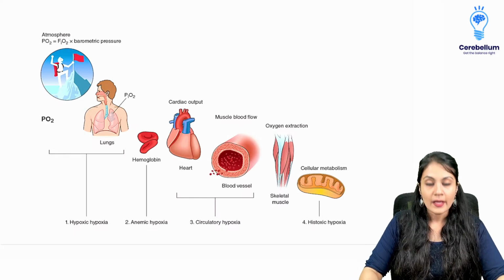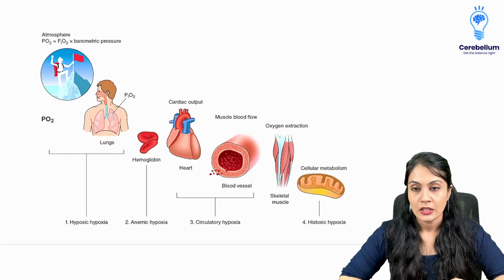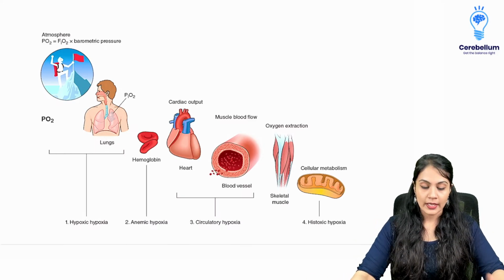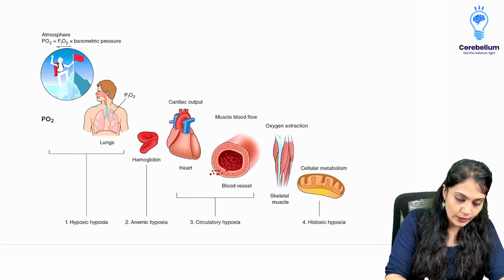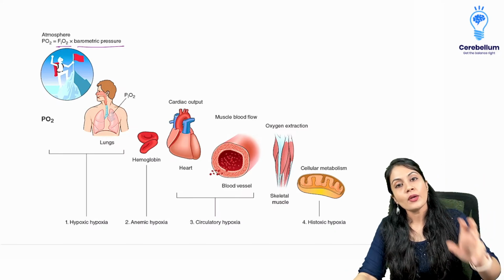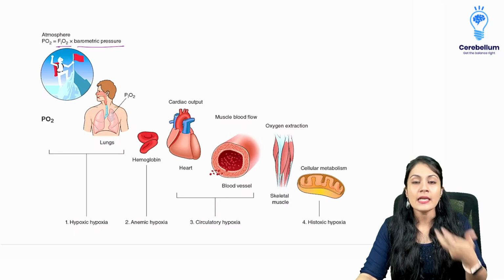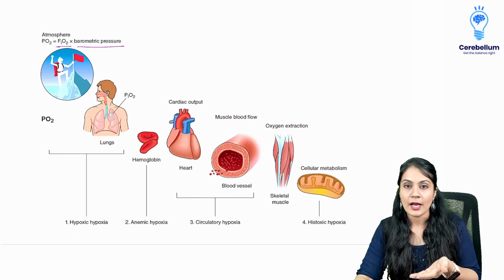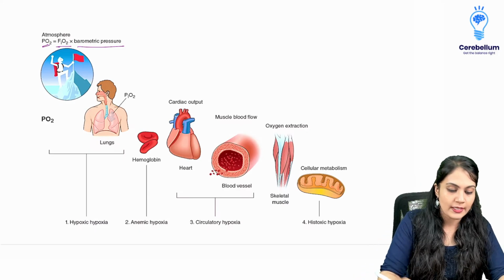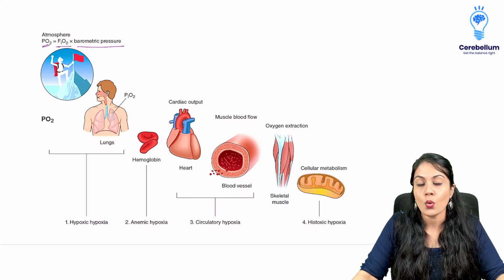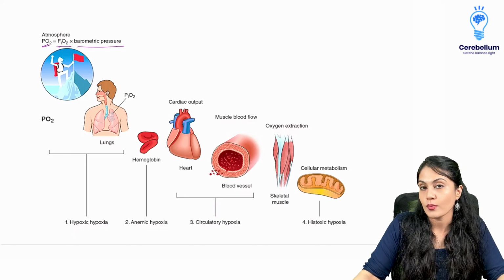See over here in this chart, I have tried to give the gist of what we are going to talk about, right? The first is atmospheric air, so FiO2 into barometric pressure. The FiO2, the fraction of inspired oxygen, is going to remain the same, but the barometric pressure is going to decrease. So overall partial pressure is going to decrease. Now please understand, this is the only type of hypoxia in which the partial pressure of oxygen is going to decrease.